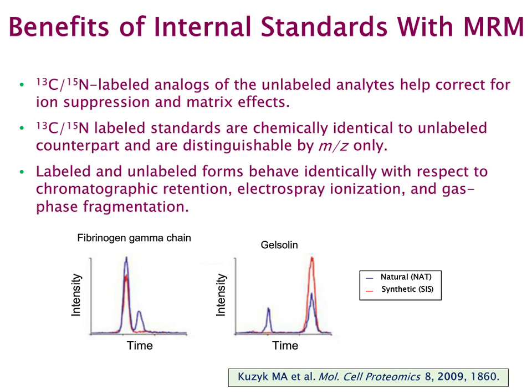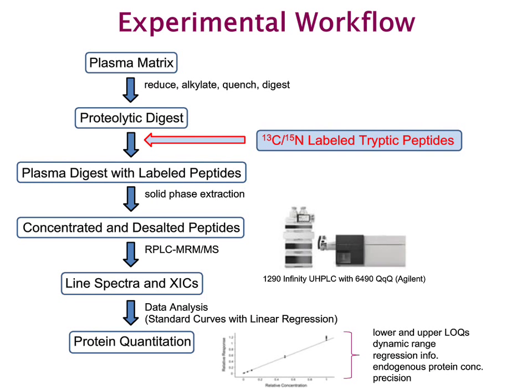This slide provides an overview of the experimental workflow that has been used. Briefly, 10 microliters of undepleted human plasma was diluted 1:6 and subjected to denaturation, reduction, alkylation, and trypsin digestion. An isotopic labeled peptide mixture corresponding to the prototypic target peptides was added post-trypsin digestion. Then the plasma digest with labeled peptide was loaded onto a solid phase cartridge for desalting and enrichment. After SPE, the sample was injected, typically 10 micrograms, onto a reverse phase column coupled to a QQQ instrument. We used a 1290 UHPLC interfaced to a 6490 mass spectrometer, all from Agilent Technologies.